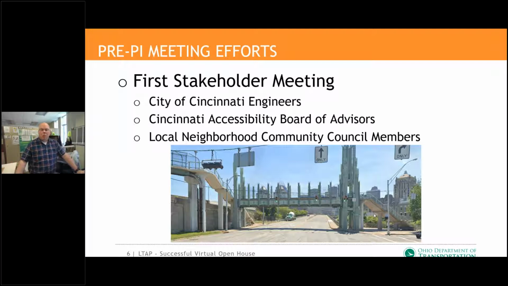So we had a stakeholder meeting with the city of Cincinnati engineers. We also included the city's accessibility advisory board member, so that we can get a little bit of extra input on accessibility and what may be an issue there, and we can maybe address that. And then the really critical members were actually the council members, since they're residents themselves, and also they know their citizens very well.